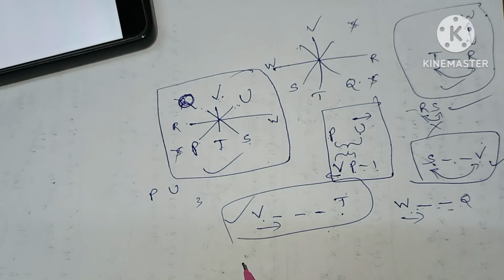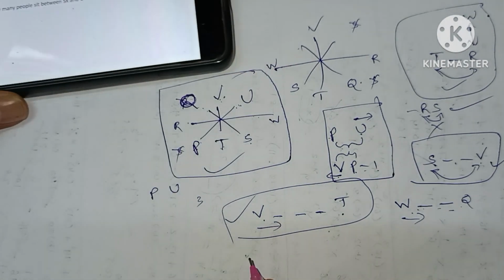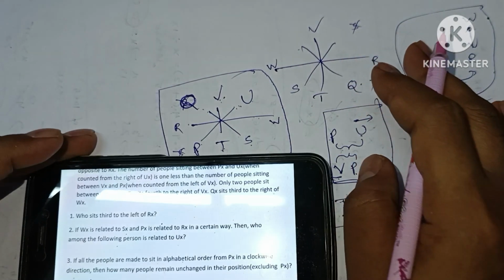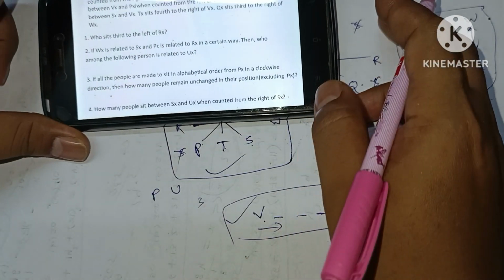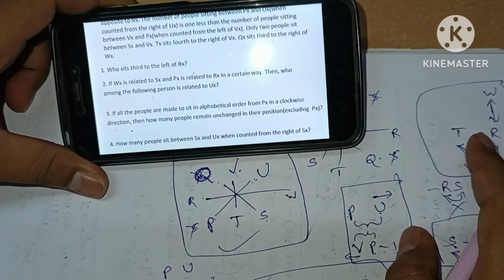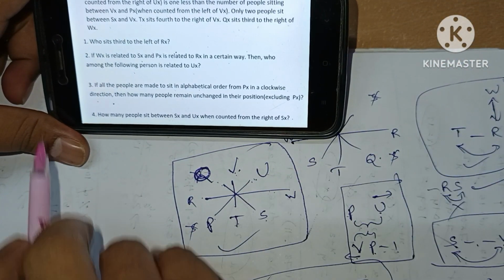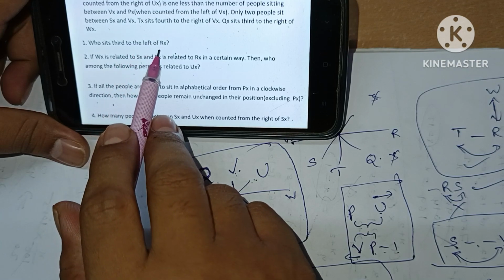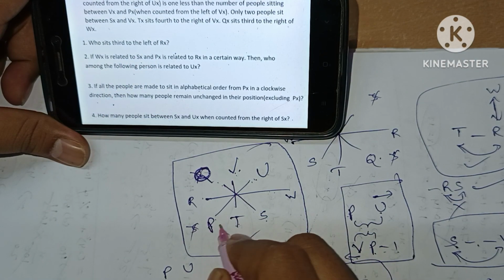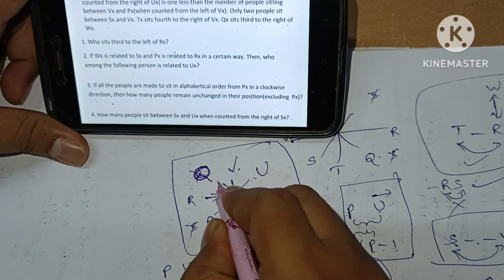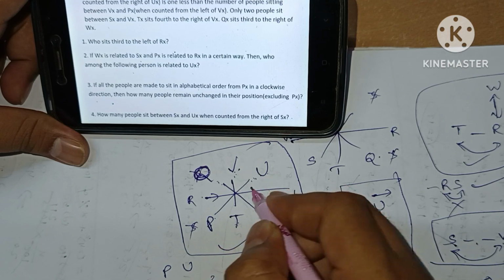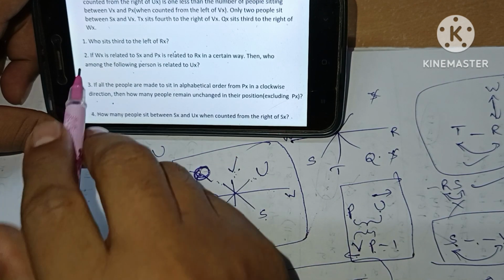Let's see the questions that are asked. First question. Who sits third to the left of R? 1, 2, left of R. 1, 2, third one, U. First one answer is U.